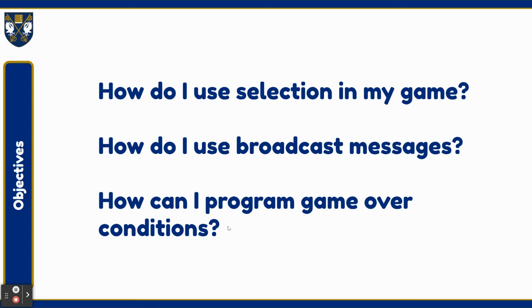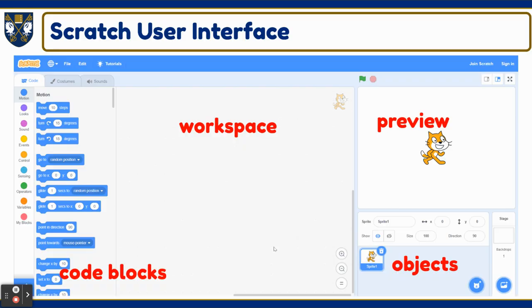In this video, we're going to consider how we use selection in our games, how we use broadcast messages, and how we can program game over conditions. So just as a quick refresher, here's our Scratch user interface. So we know now that we've got our code blocks on the left-hand side, our workspace is in the middle where we do our programming, our preview pane is at the top right, and our objects are down in the bottom left.